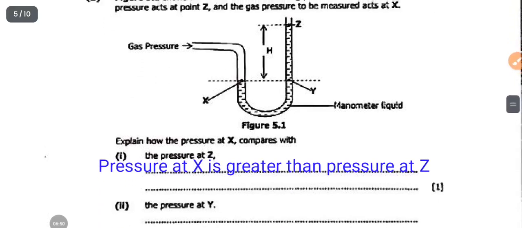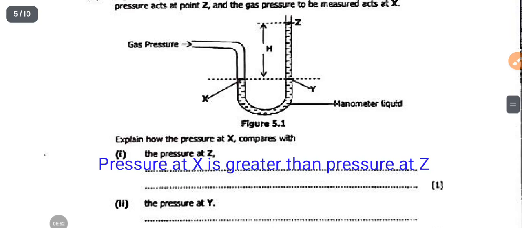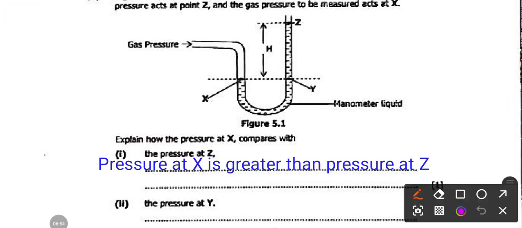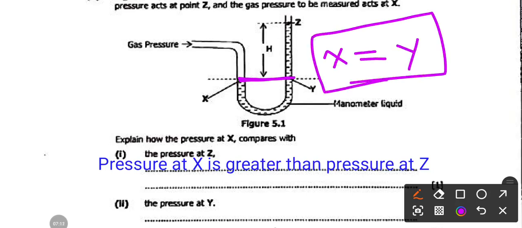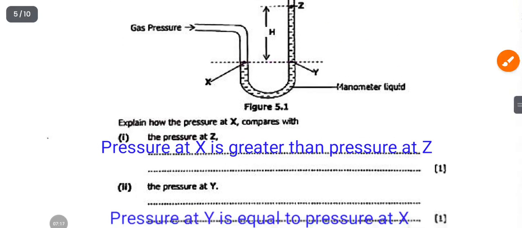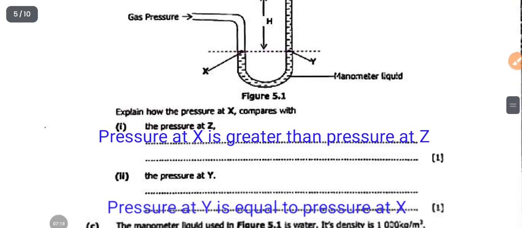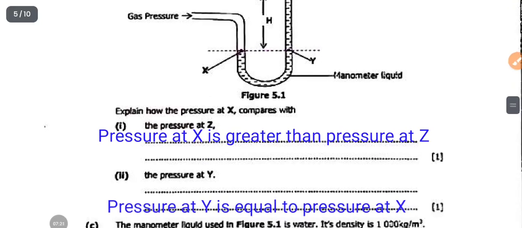Then question 2, the pressure at Y. If we notice, both X and Y are at a steady level. They are on the same level. So if this happens, it means that the pressure at X is exactly equal to the pressure at Y. So here I wrote that the pressure at Y is equal to the pressure at X.